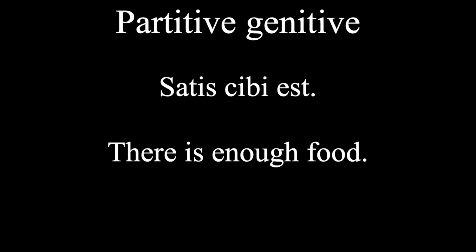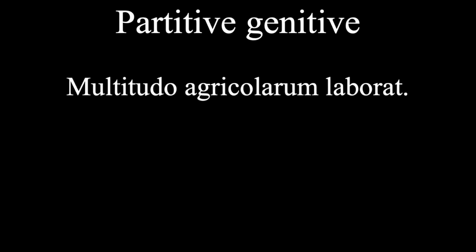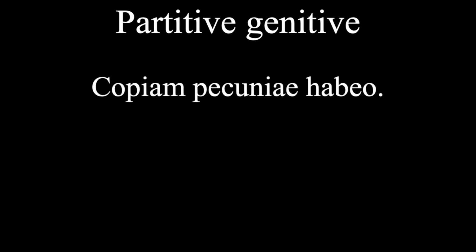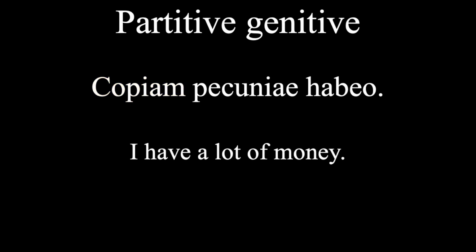Okay, next example. Multitudo agricolarum laborat. Multitudo means crowd. Agricolarum indicates what we have a crowd of, in this case farmers. So the sentence means the crowd of farmers is working. Okay, next example. Copiam pecuniae habeo. Copiam means a lot, and it's accusative here because it's the direct object of the verb habeo. So this means I have a lot of money.